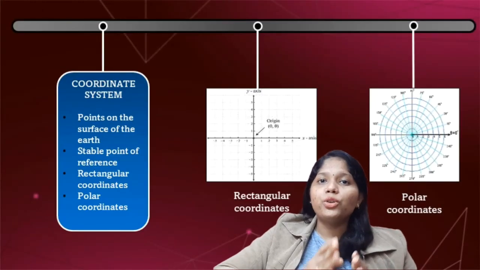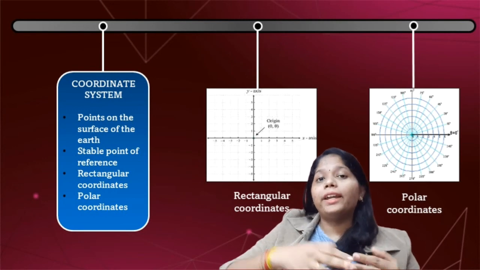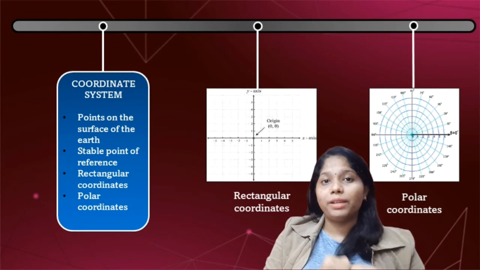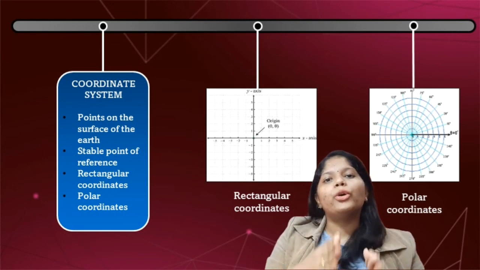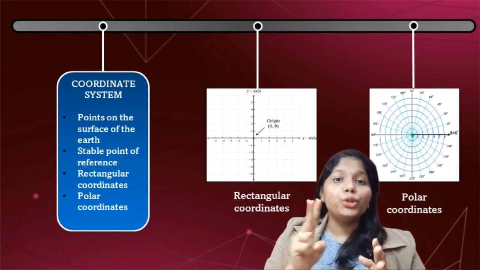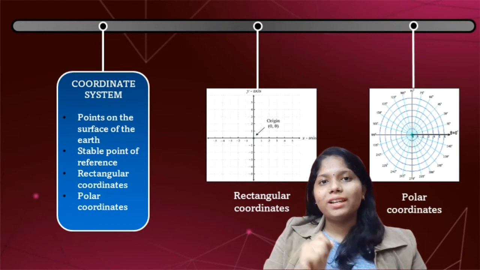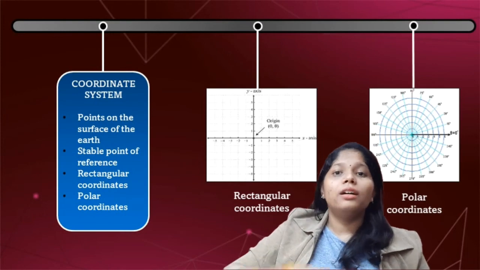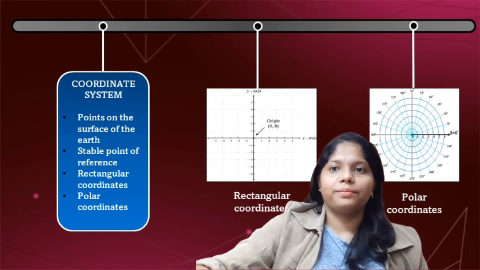Coordinate systems are the points on the surface of the earth or a planet that can be accurately positioned by taking measurements to a known, stable point of reference. So there are two methods of referring to the point. One is rectangular coordinates, another one is polar coordinates.